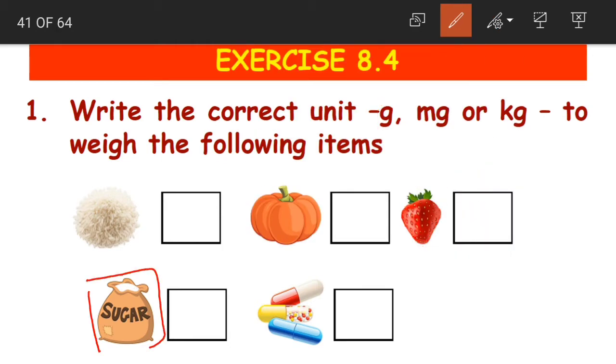Then we have a bag of sugar. A bag of sugar means huge quantity of sugar. When you have such huge quantities, what do we use? We use kilograms as a measure. Yes, so kilograms, that is kg, becomes our answer.